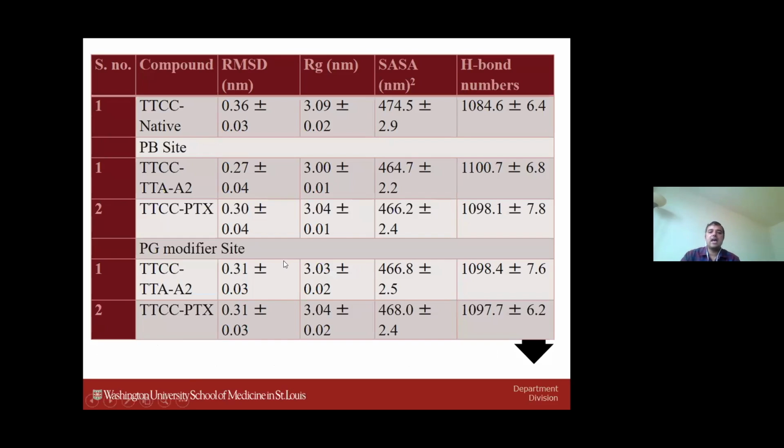Further, we analyzed the binding energy of these ligands, TTA-A2 and PTX, with the TTCC. There we came to know that both ligands have a good binding affinity and they were stable at both sites.